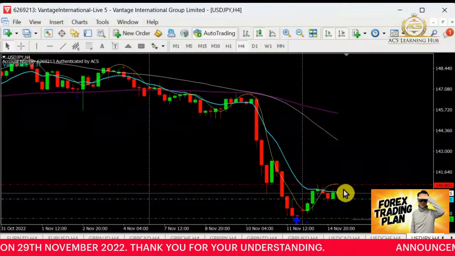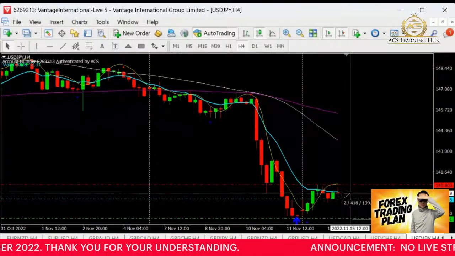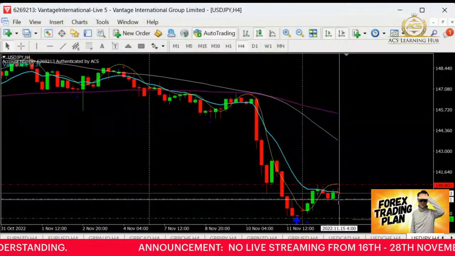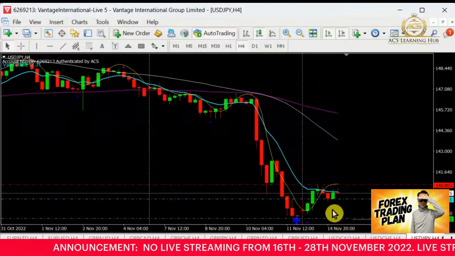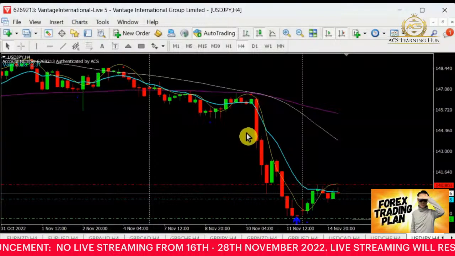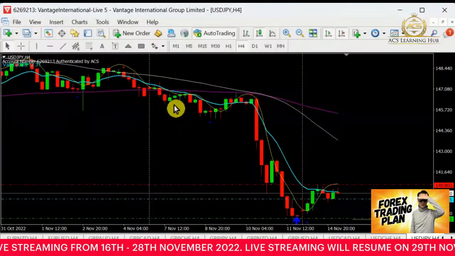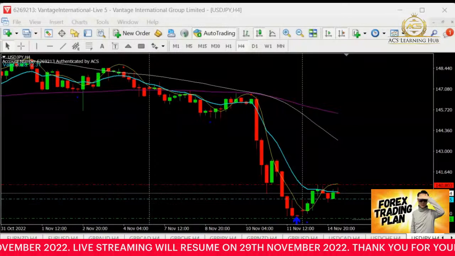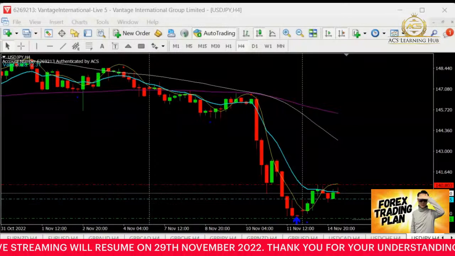Once it breaks below this area, 40 pips, you can do a scalping selling trade, and then we are going down for another 127 pips. Well, it is possible, so just take note of this. For dollar yen, I'm going to put it into my watch list as well.